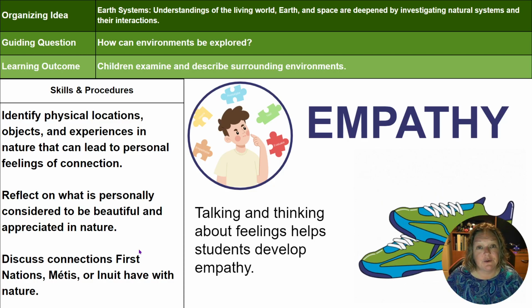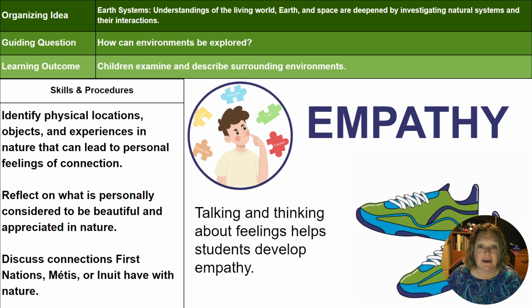So those are just a few ways that you can connect computer science into your Earth systems. I hope you enjoyed.